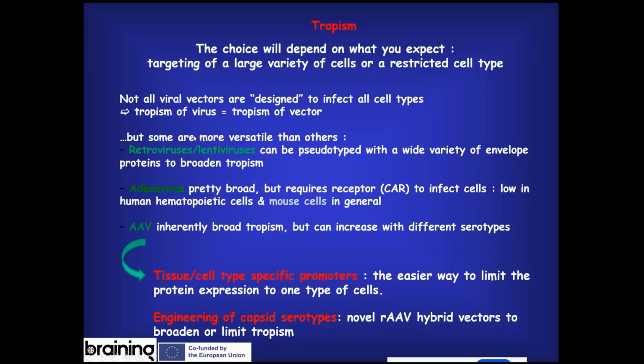With transgenic mice, you can do this. Retroviruses and adenoviruses are pretty broad. AAV have broad tropism, but you can increase the tropism for a cell type with different serotypes. Or, as well, you can use tissue-specific or cell type-specific promoters in AAV, or you can engineer different capsid serotypes to have novel AAV hybrid vectors to broaden the tropism. But of course, what we are interested in is a broad tropism vector, very safe, as I said before, and you can restrict its expression to specific cell types.